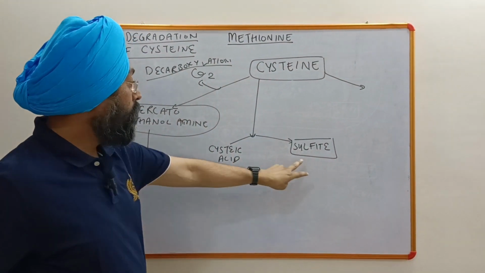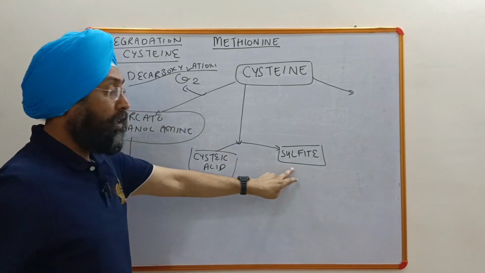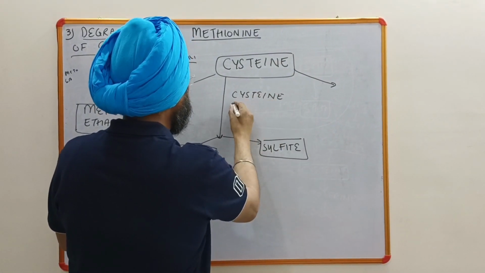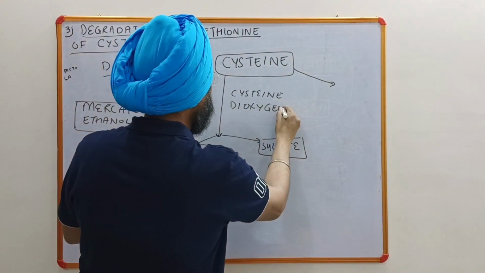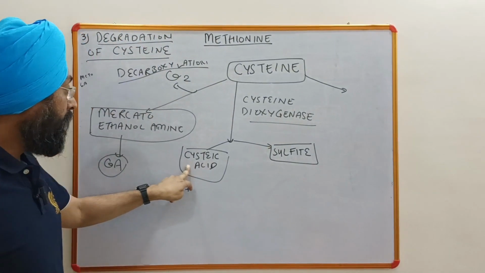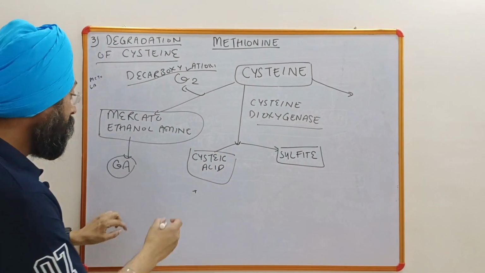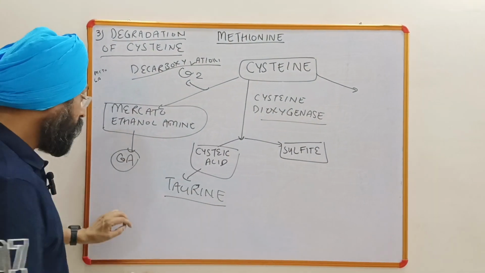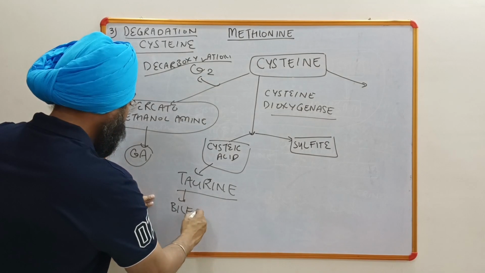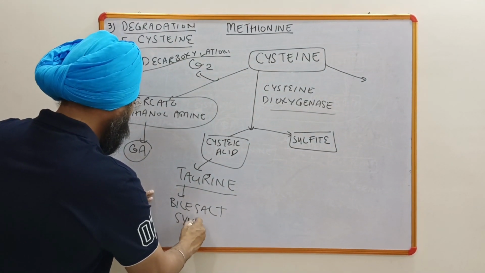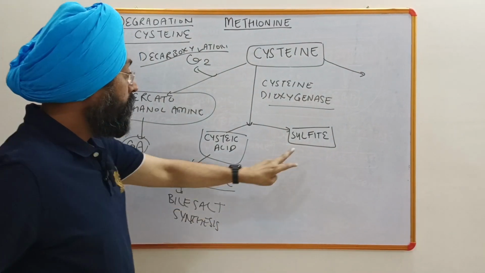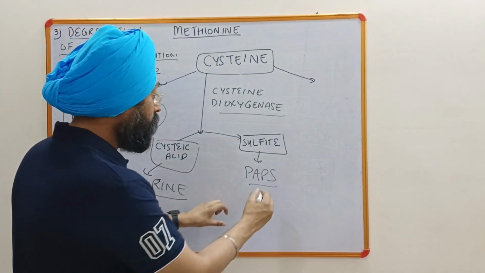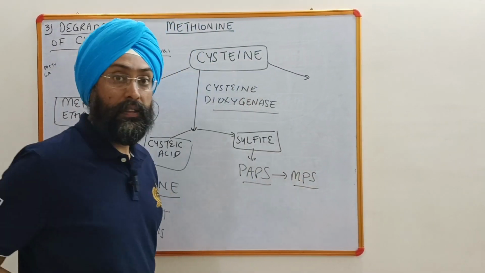And cysteine can also lead to the synthesis of two products, that is cysteic acid and sulfite, by reaction with cysteine dioxygenase, right? So we'll get two products, that is cysteic acid and sulfite, right? Cysteic acid can lead to the synthesis of taurine, right? Taurine is used for bile salt synthesis, right? Then sulfite is used for synthesis of phosphoadenosine phosphosulfate, and it is used for mucopolysaccharide synthesis, right?